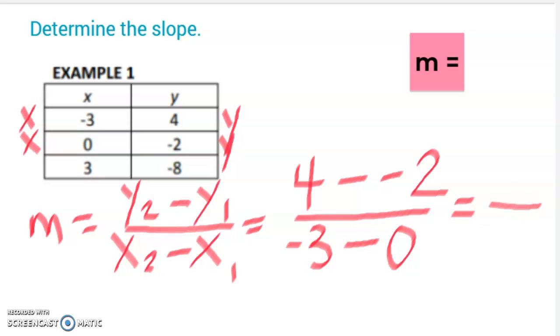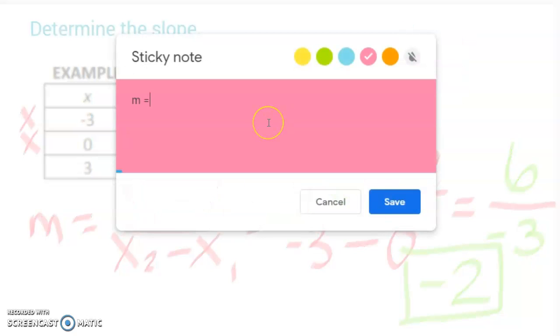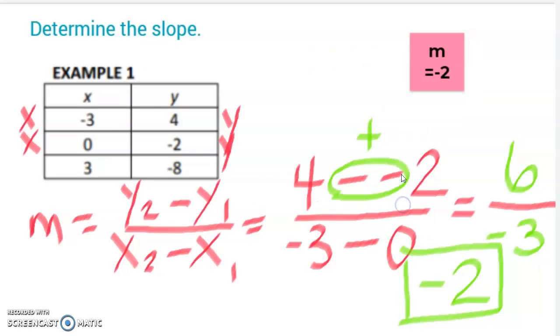Okay, so remember I said if you're going to do it in your head, we have to remember the rule that negative negative turns into plus, right? So work out the top. 4 plus 2, 6. Okay, on the bottom, negative 3 minus 0. You're not taking anything away, right? So you're still left with a negative 3. This fraction can simplify, right? It's going to become a negative. 6 divided by 3 is 2. So my slope is a negative 2. So we'll double click on our sticky note to type our answer, negative 2, save, and we are done with our examples.